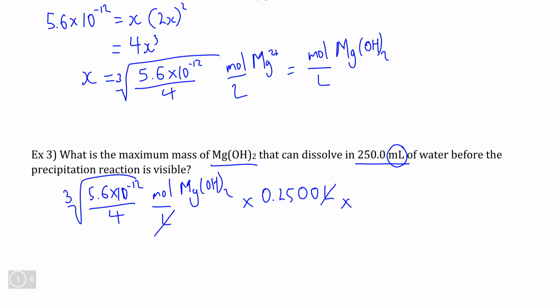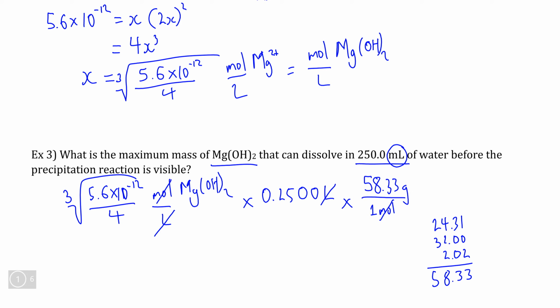So this tells us the amount of moles of our solute that are able to be dissolved. And if we want to convert to mass, we would need to find the molar mass. And for those that don't know offhand, molar mass of magnesium is 24.31. Molar mass of oxygen is 16. 16 times 2 is 32. Molar mass of hydrogen is 1.01. 1.01 times 2 is 2.02. So if we work through some quick arithmetic here, our molar mass of magnesium hydroxide is 58.33 grams per mole.